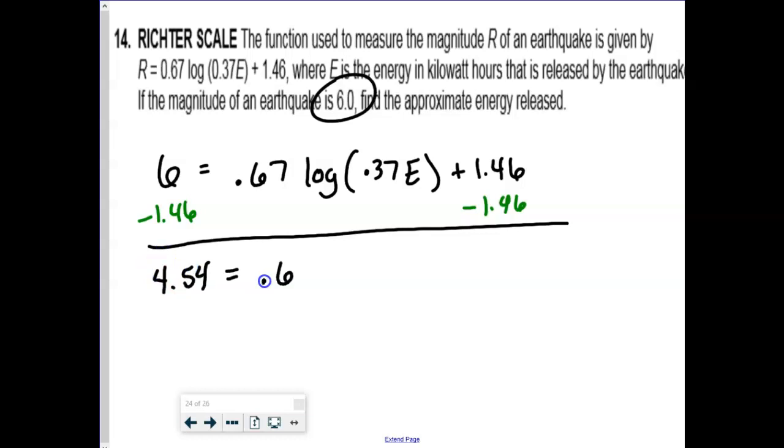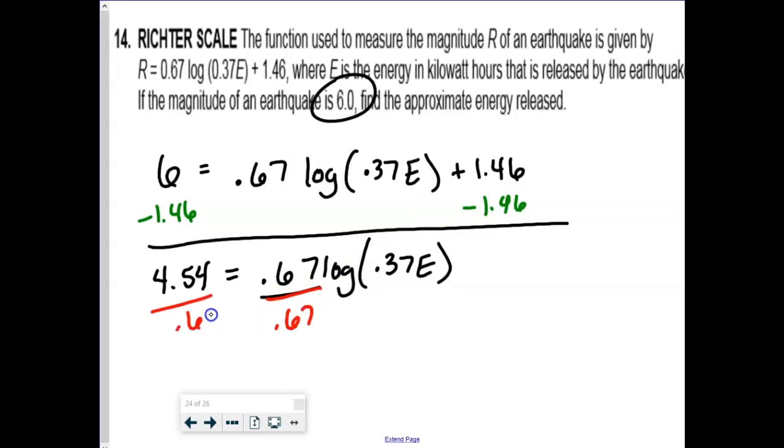Cool. All right, 4.54 equals 0.67 common log of 0.37E. And I'm trying to solve for this E, but I'm not ready to work with the logarithm quite yet. Let's divide both sides by 0.67. And now I give up on my mental math. Can y'all tell me what 4.54 divided by 0.67 is?